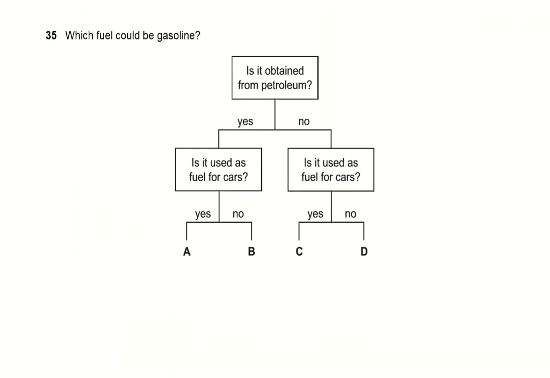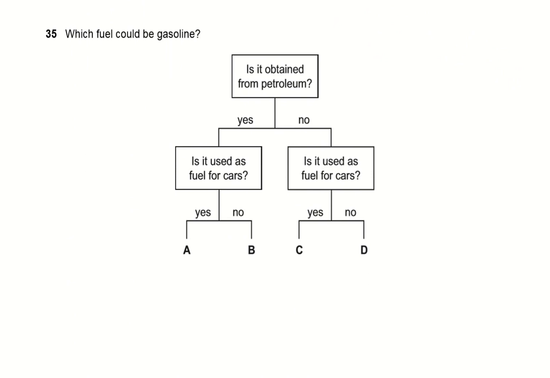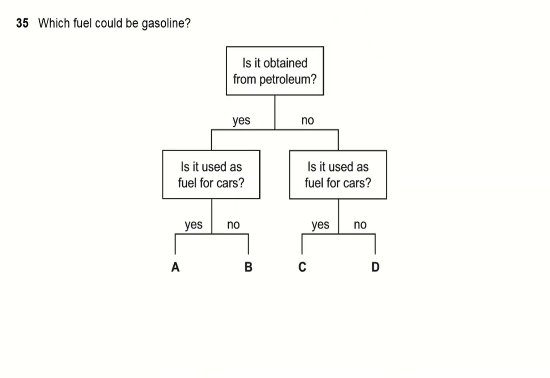Now, which fuel could be gasoline? This is talking about the uses of petroleum fractions. Is it obtained from petroleum? If it's obtained from petroleum, yes. If it's used by cars for fuel and it's taken from the petroleum fraction, then A is gasoline. That's petrol. It's just as simple as that. Question 36.